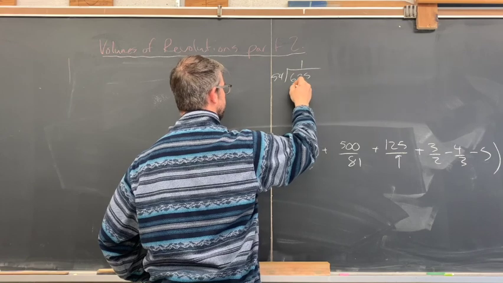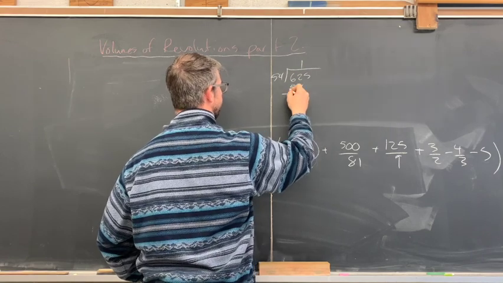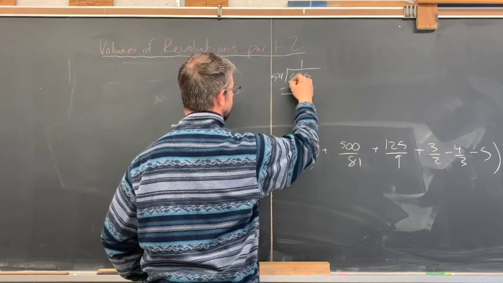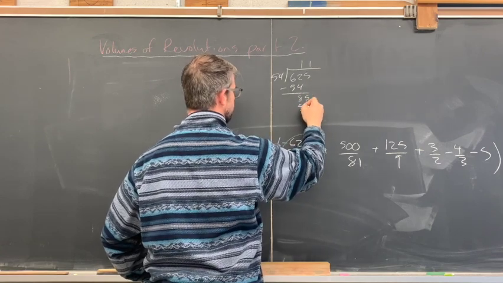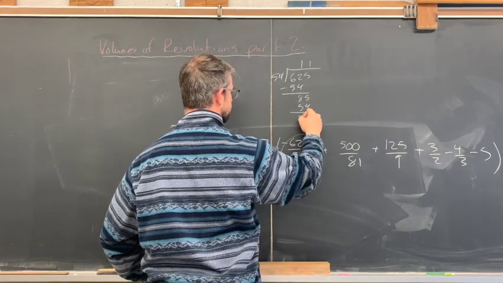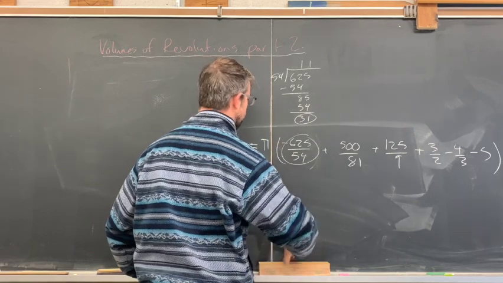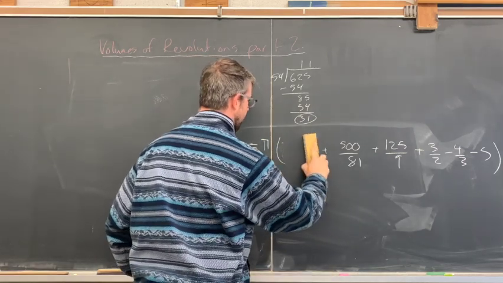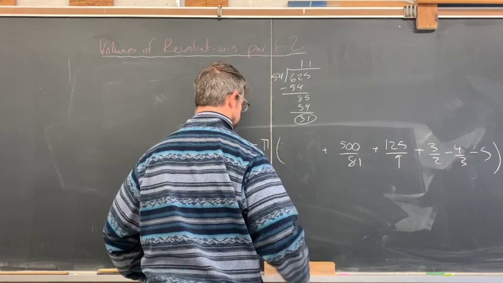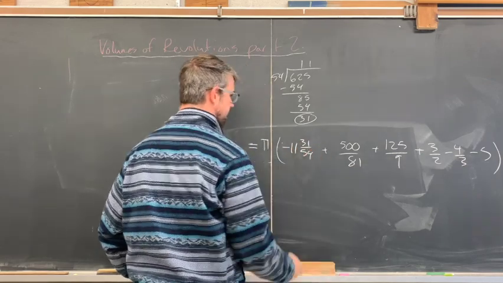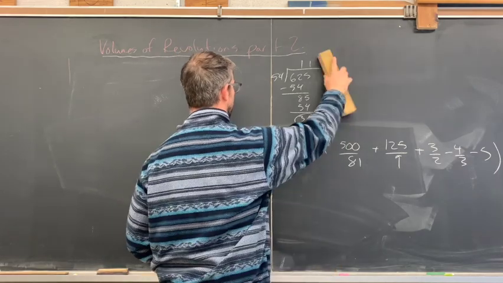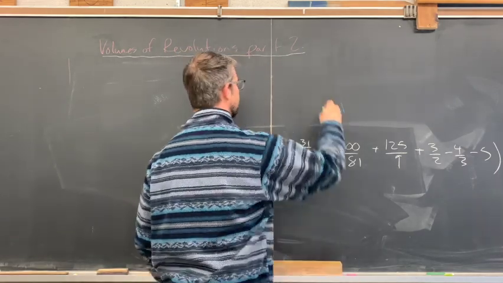Is going to go in, I guess that's going to be an 8. So it's going to go in 11 times with 31 remainder. So I'm going to replace this with negative 11 and 31/54.